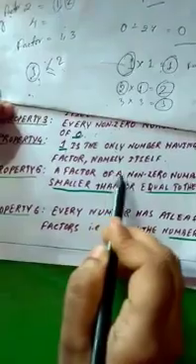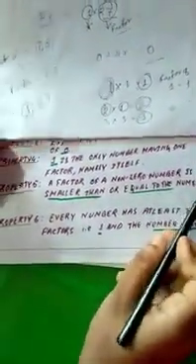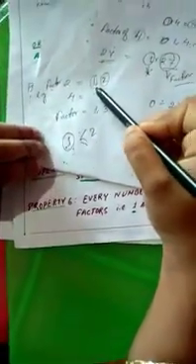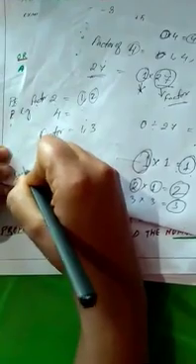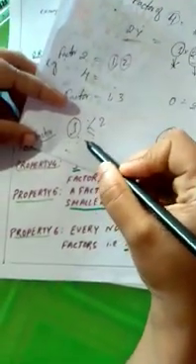A factor of a non-zero number is smaller than or equal to the number. So 1 is smaller and 2 is equal. The factor of 2 is smaller than or equal to that number, but it must not be a larger number.